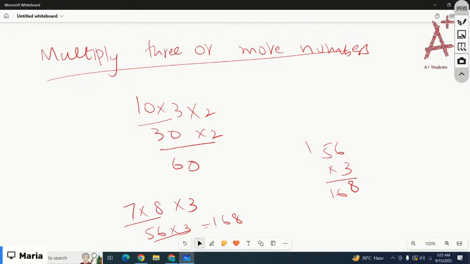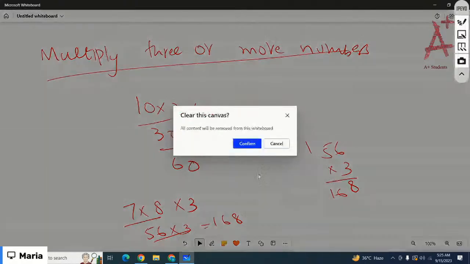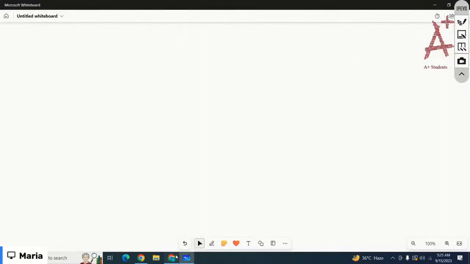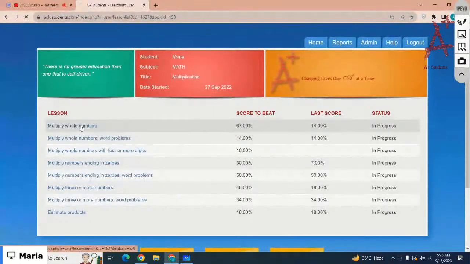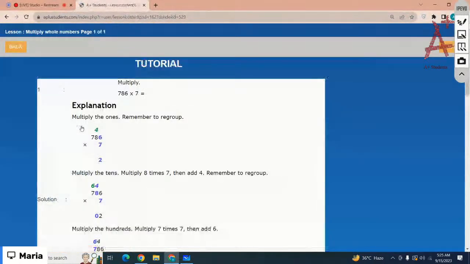Okay, that's an overall preview of the whole chapter. Now let's go to the lesson and do practice questions from there. Okay, let's start with the lesson. Here we are, multiply whole numbers. We have done almost all the lessons. The first one is 786 times 7. So let's start with the test questions.